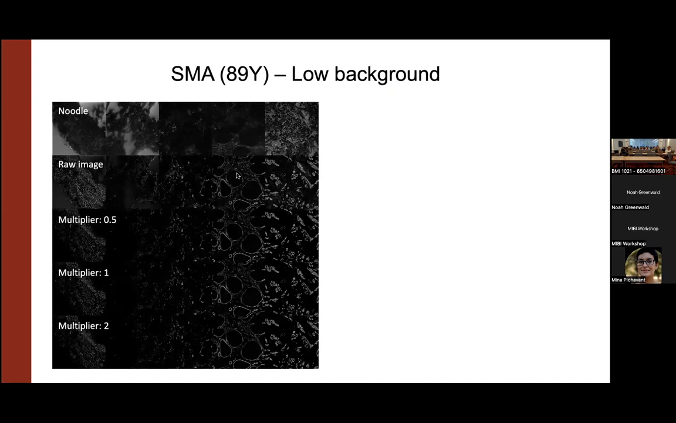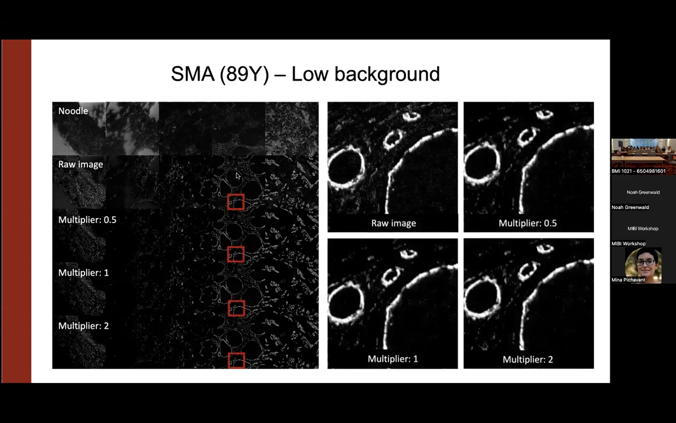So the next example I have is SMA. This is smooth muscle actin, and in these examples, it's mainly expressed in myocardial cells. And again, looking at different multipliers, you see that all 3 multipliers are removing a lot of the noise that's there, which is not a lot in this case.